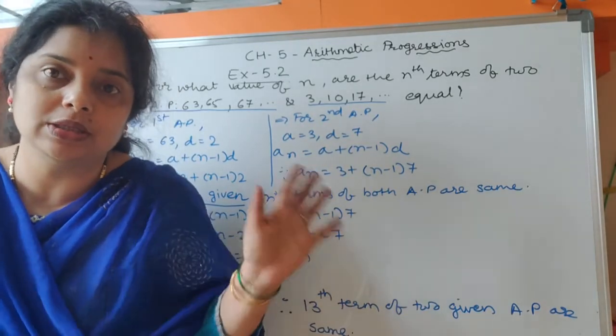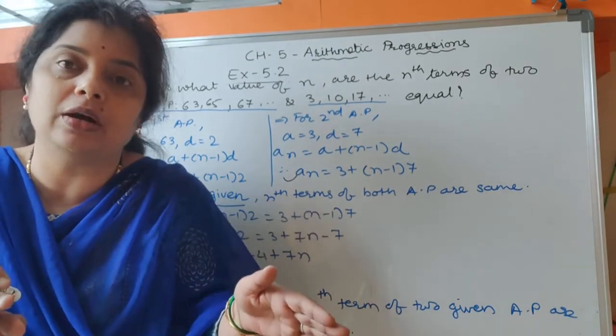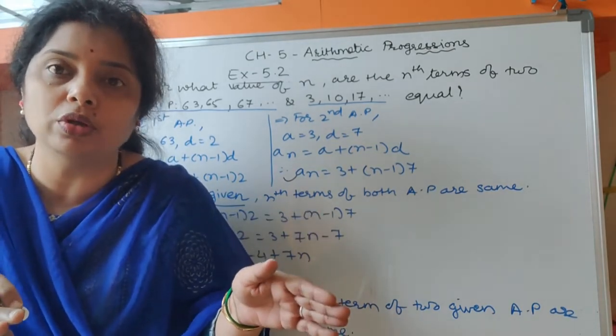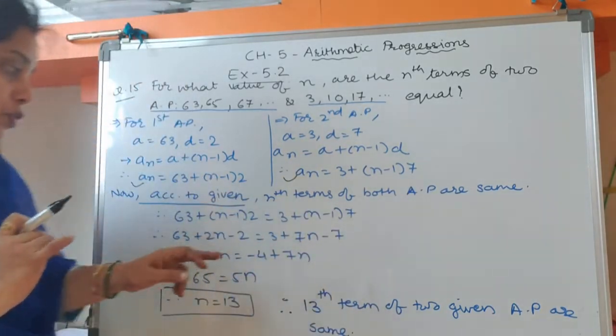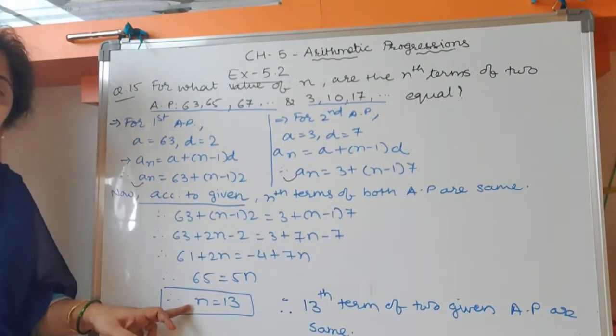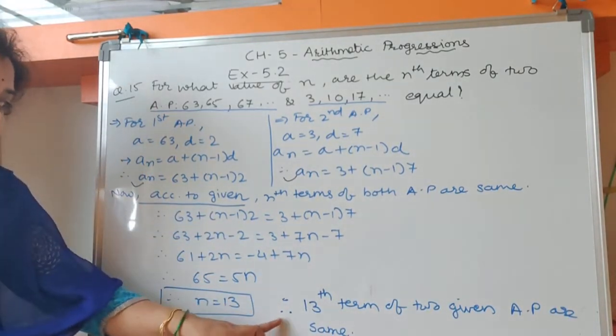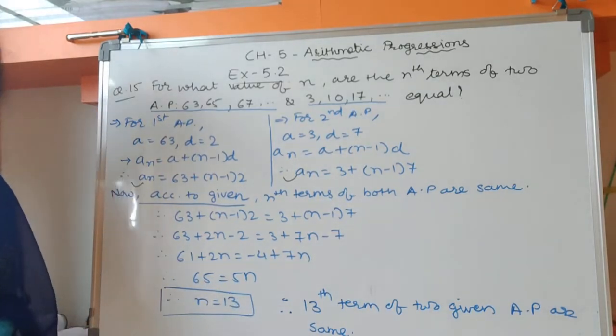I hope you got the idea of how to solve this. First we have to take out the nth term of both, and as it is given that they are the same, we do the comparison like this, and finally we get n is equal to 13. It means the 13th term of both the APs is the same.